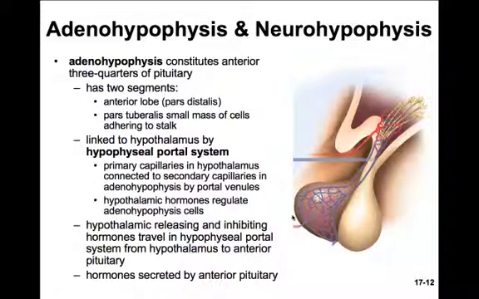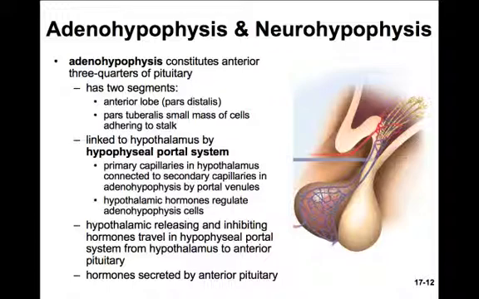The adenohypophysis again constitutes the anterior 3/4 of the pituitary. It has two segments, the anterior lobe and the pars tuberalis. The pars tuberalis is a small mass of cells that adheres to the pituitary stalk. We probably won't discuss it any further in this chapter. The anterior lobe is also known as the pars distalis. It's linked to the hypothalamus by the hypophyseal portal system. This is one of 3 portal systems that we see in the human body.